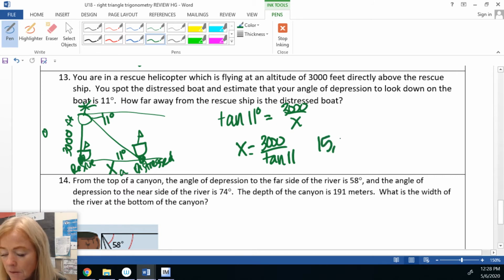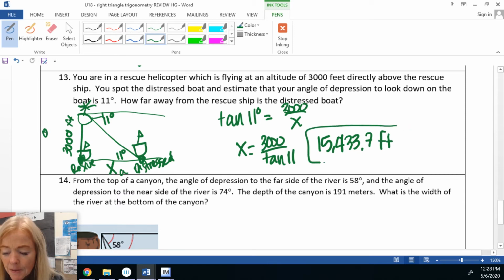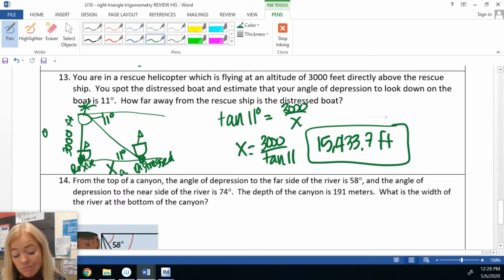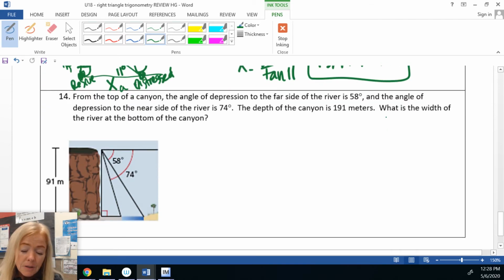is 15,433.7, is it feet? Yep. That's how far that rescue boat's going to have to go to save that poor distressed boat. That's quite a distance. Good luck with that. All right, number 14.